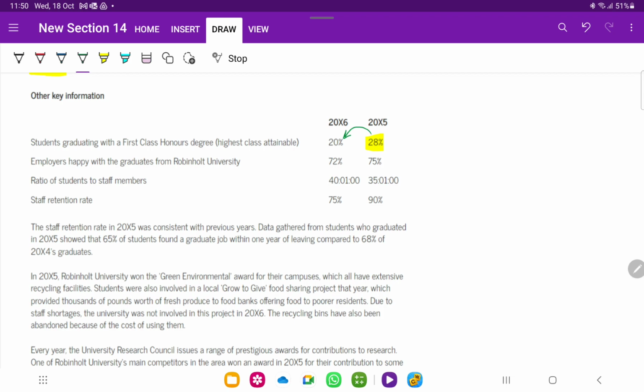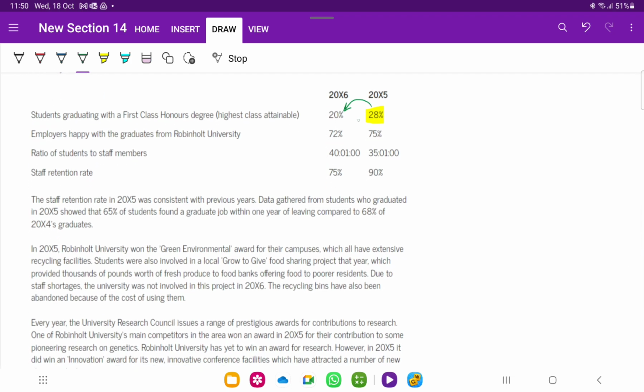Employers happy with the graduates from the university, 75% to 72%. There is a reduction. Ratio of students to staff members, there were 35 students per staff. Now there are 40 students per staff, so that has been increased. Staff retention rate, there's a massive reduction in the staff retention rate. And obviously if your staff is reducing, then definitely it will impact the quality, right? Assuming that this is your teaching staff, then definitely it will impact the quality of teaching, right?